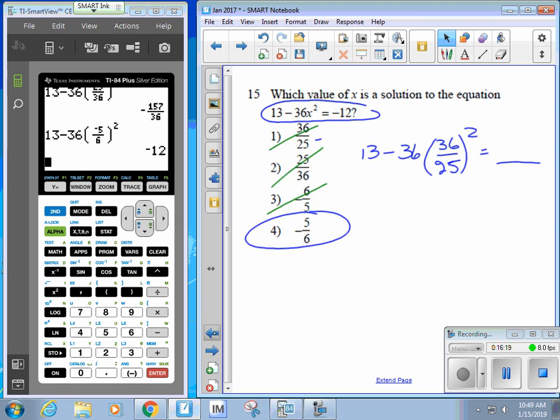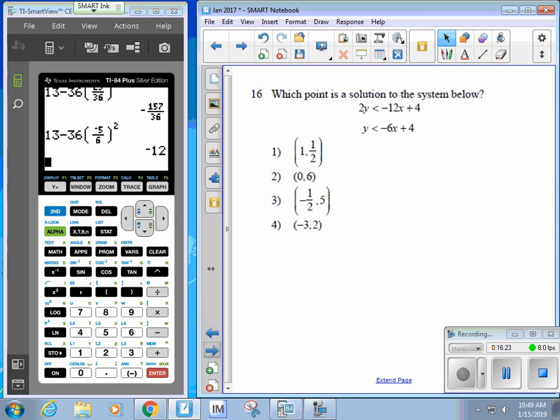Yeah, the other one was 6 over negative 5. This one's negative 5, 6. So they flipped the answers. Okay. This one says which point is a solution to the system below. In other words, which point actually works in both equations.